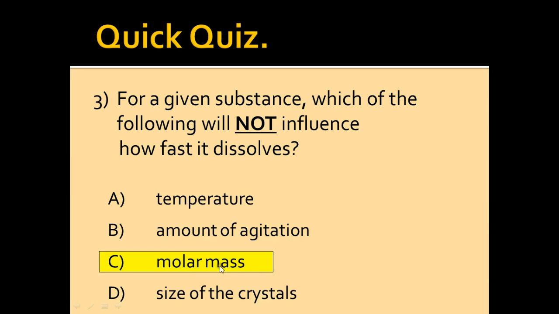And so molar mass has nothing to do with how fast it dissolves, because molar mass is just how much one mole weighs, so how much does it weigh. But that has nothing to do with how fast something dissolves.